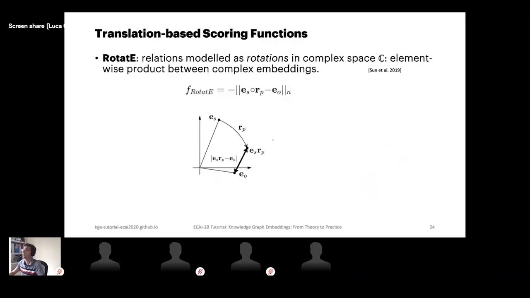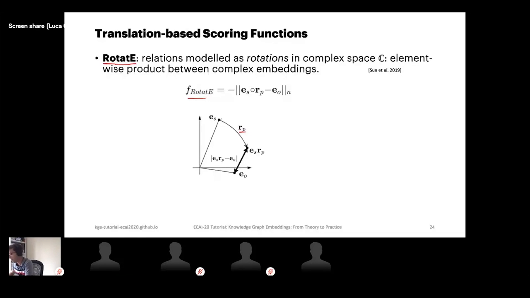But there are other models based on similar intuitions. For example, there's a very recent model which is also based on translations in a metric space. It's called RotatE. It's pretty much similar to translating embeddings, but instead of a translation, it's about a rotation in the space. So the embedding of the predicate is interpreted as a rotation in the space.